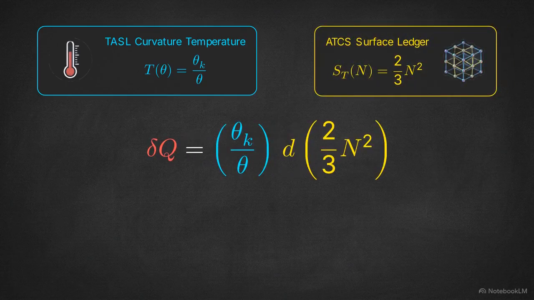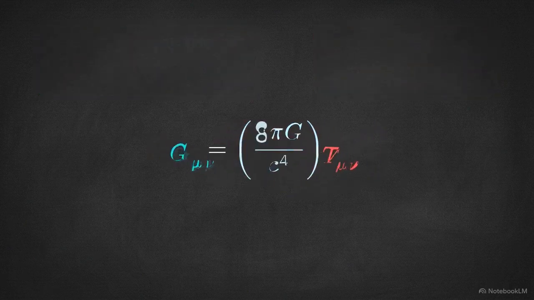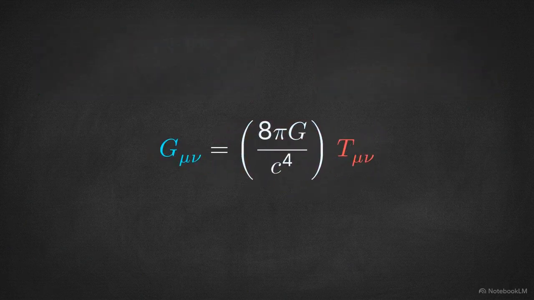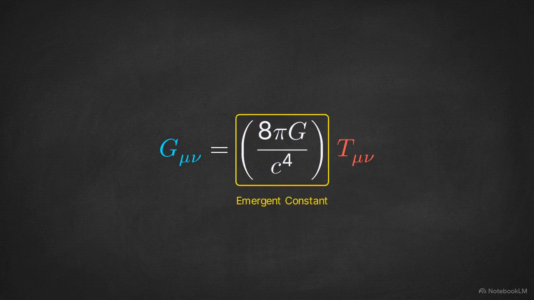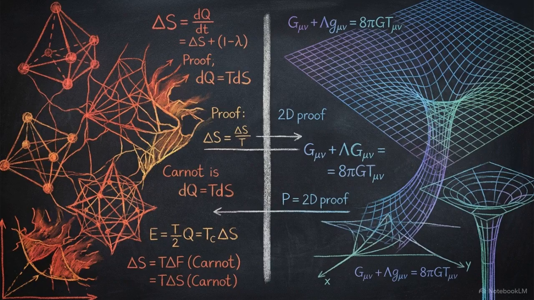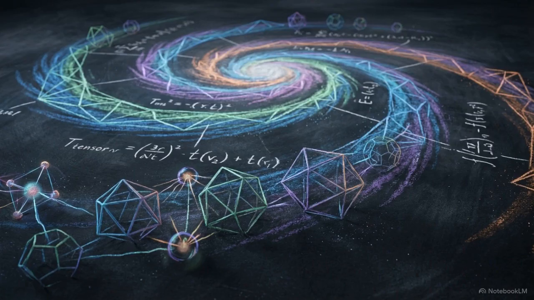Temperature becomes the Tassel curvature temperature. Entropy becomes the ATCS surface ledger. Matching these constants resolves the algebra directly into Einstein's field equations without any outside coefficients. STO succeeds where others fail by recovering general relativity entirely from first principle thermodynamic curvature. It seamlessly unites the quantum information of a subatomic field with the cosmic gravity of a galaxy.